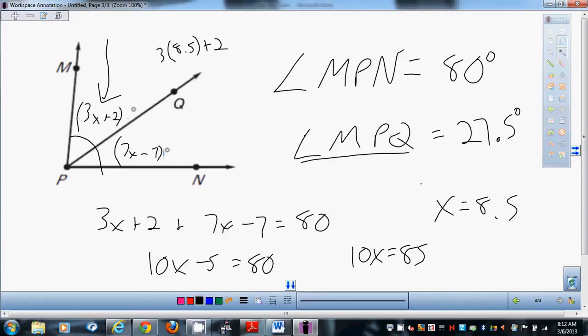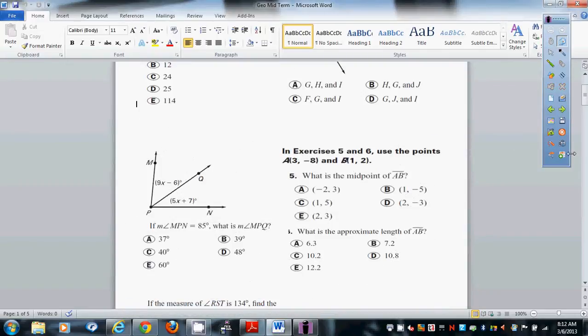Yeah, we plugged the 8.5 in for MPQ right there. Thank you. Questions over this problem? No? All right then. Let's see. I'll just pull out the directions for the next one.